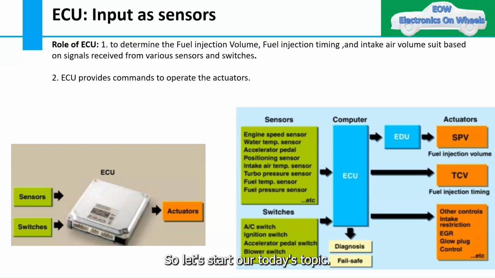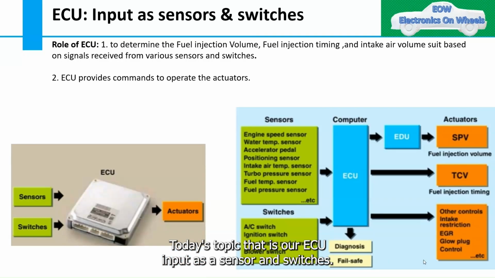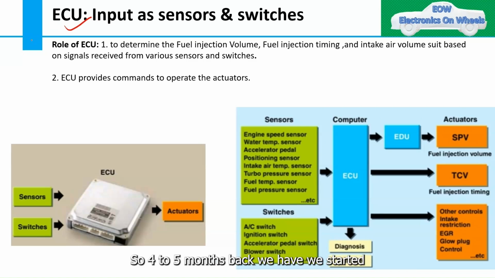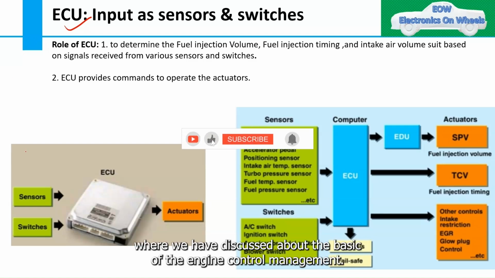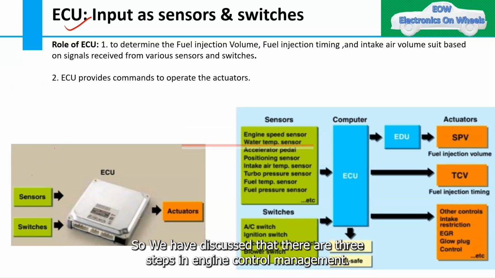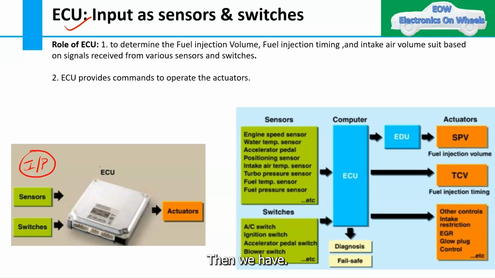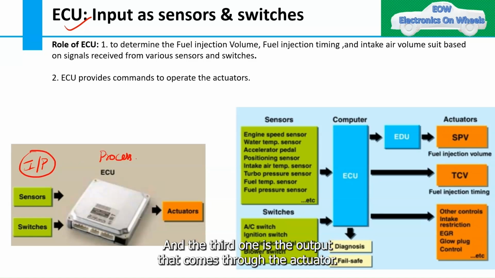So let's start our today's topic, that is ECU input as a sensor and switches. So 4 to 5 months back we started this series on engine control management, where we discussed the basics of engine control management. We discussed that there are three steps in engine control management. The first one is input, the second is processing, and the third is the output that comes through the actuator.